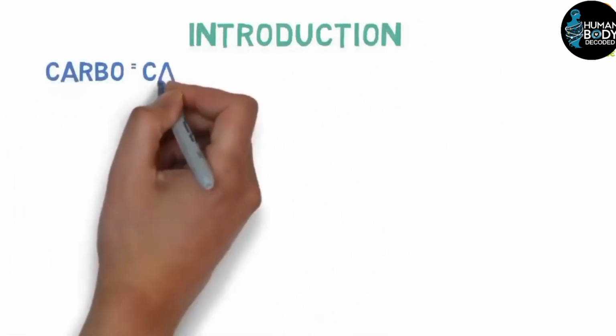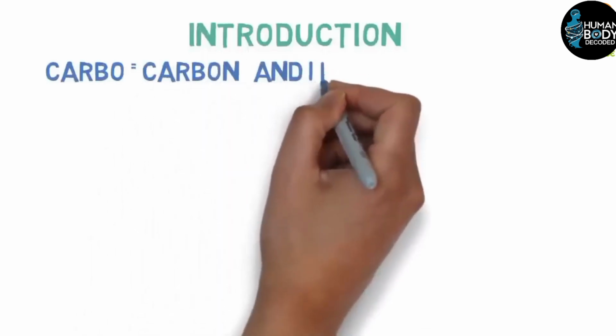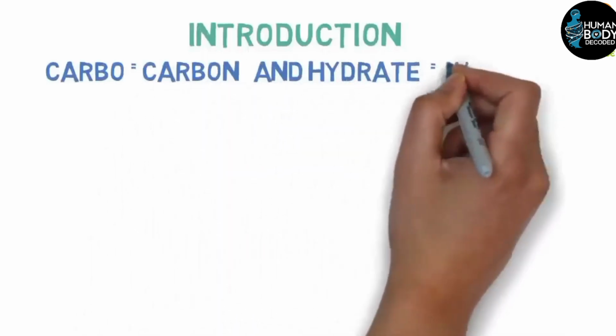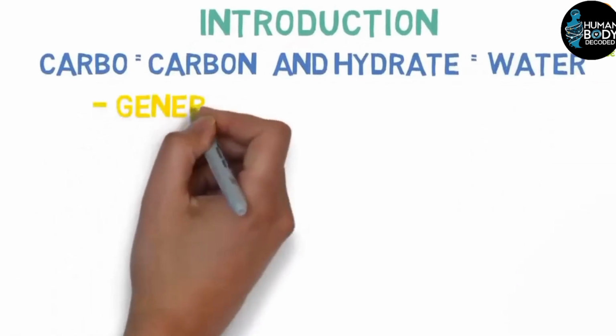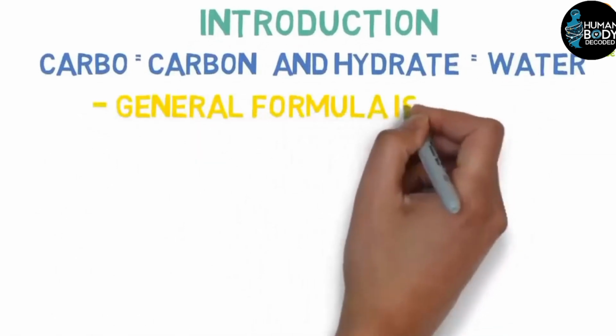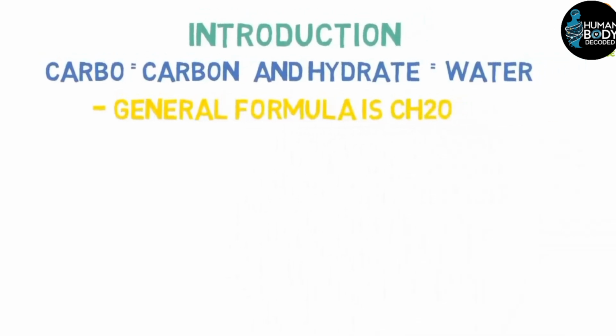Did you know that carbohydrates are composed of two words? One is carbo and the other is hydrate. Carbo means carbon and hydrate means water. So its general formula is C and H2O. You might be thinking why? Because carbon is C and H2O is water. So its general formula can also be written as C(H2O).